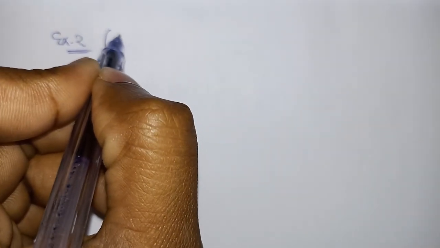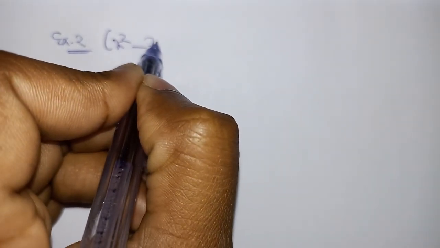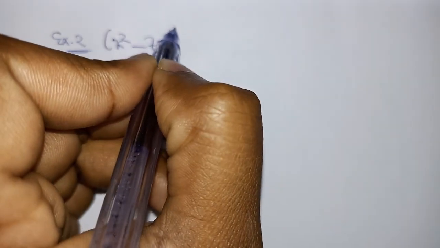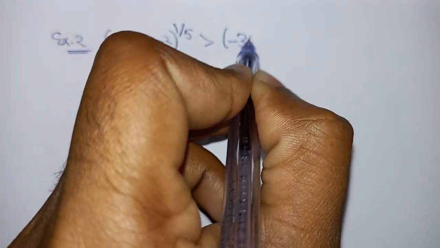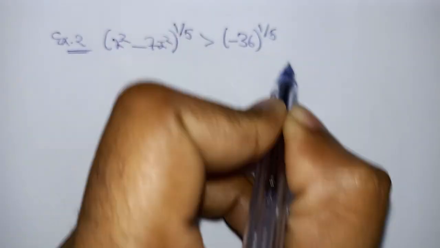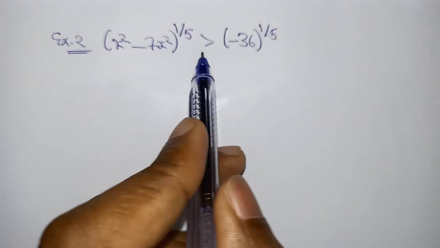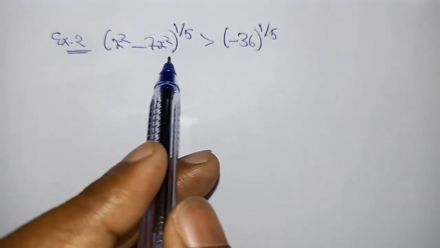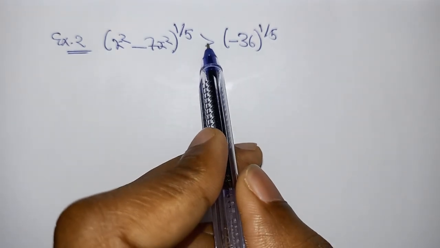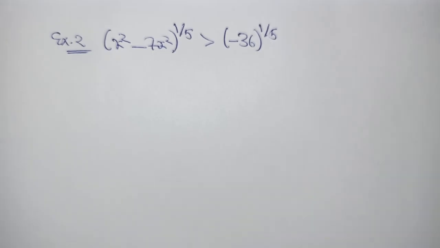Okay, so we have another example. Let's see example number 2. Example number 2 is: x square minus 7x square whole power 1 by 5 is greater than minus 36 whole power 1 by 5. So this is a radical expression. We can say that this is an irrational equation, or irrational inequality, because the sign is greater than. So how to simplify this part?